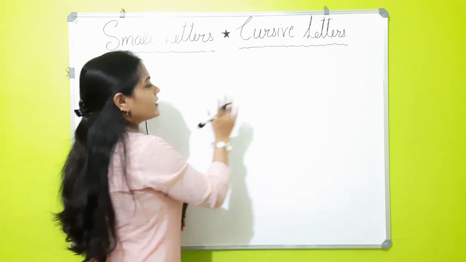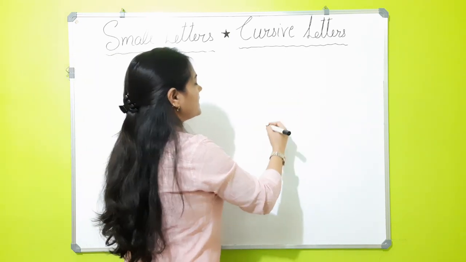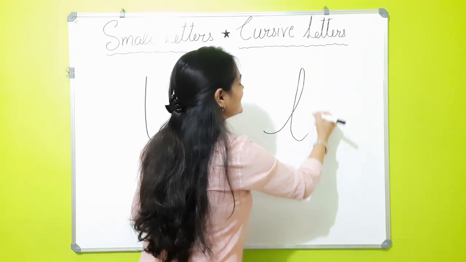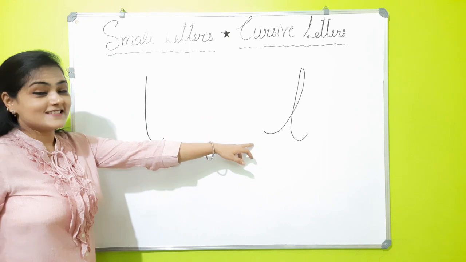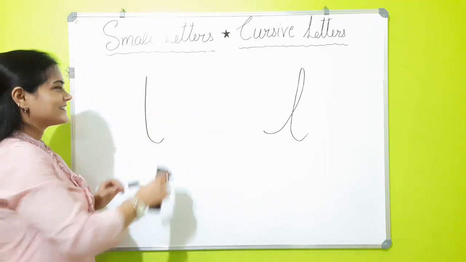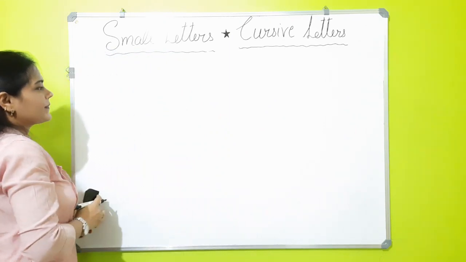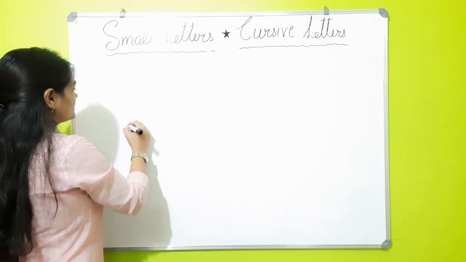Fine. Now, if we write the same letter in cursive way, बस हम क्या करेंगे? एक tail add कर देंगे, और ये बन गया हमारा cursive letter L. Next letter M. M कैसे लिखते हैं? ये देखो.